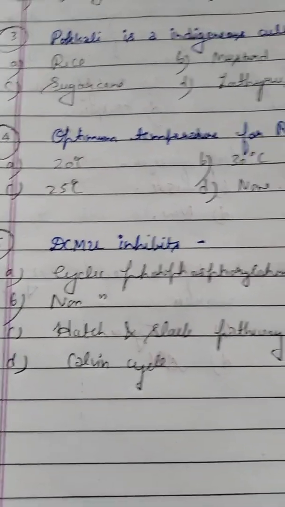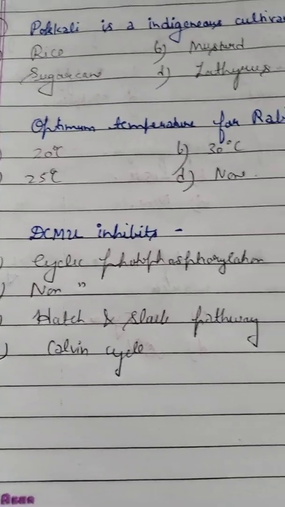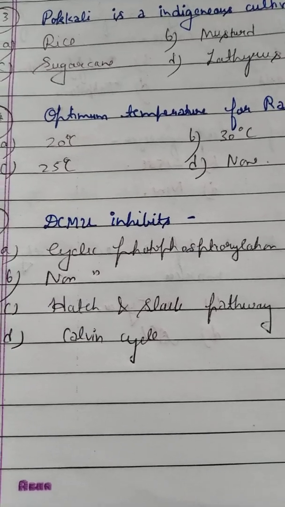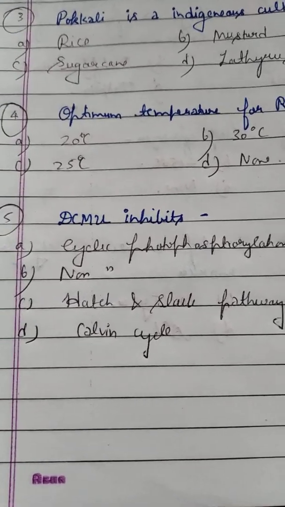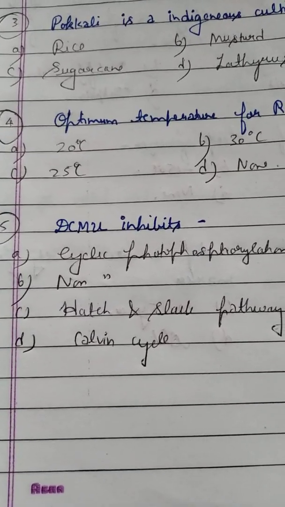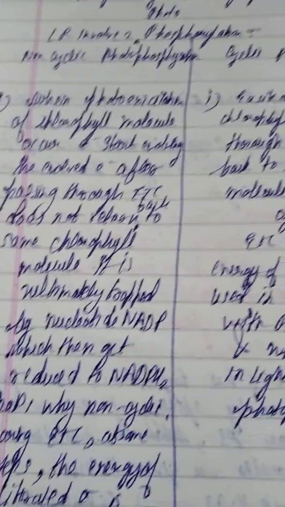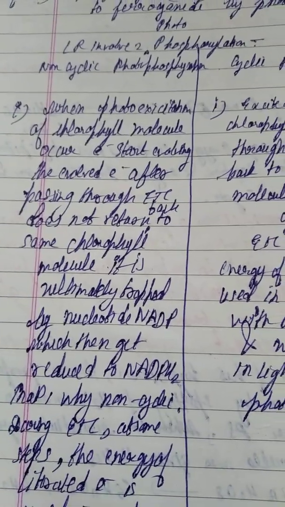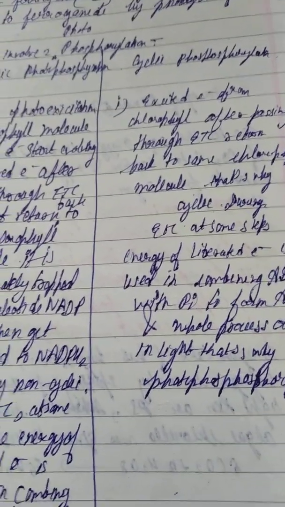Students, question number 5, you see, it is a very easy question. DCMU inhibits: option A, cyclic photophosphorylation; option B, non-cyclic photophosphorylation; option C, Hatch and Slack pathway; option D, Calvin cycle. So you have to tell what DCMU inhibits. So students, please remember light reaction involves two types of photophosphorylation. One is non-cyclic photophosphorylation, second is cyclic photophosphorylation.